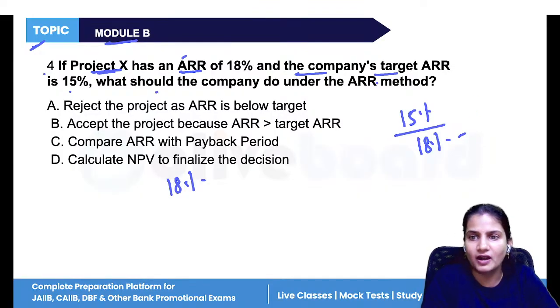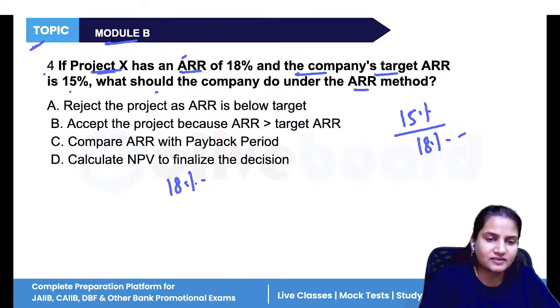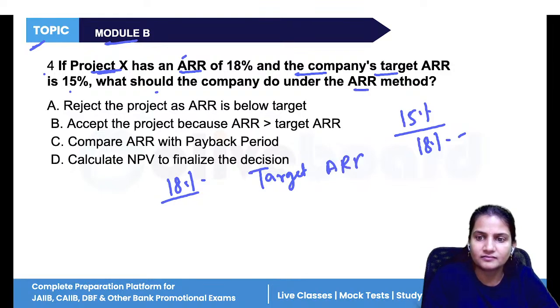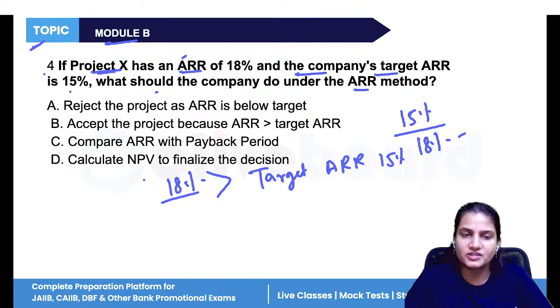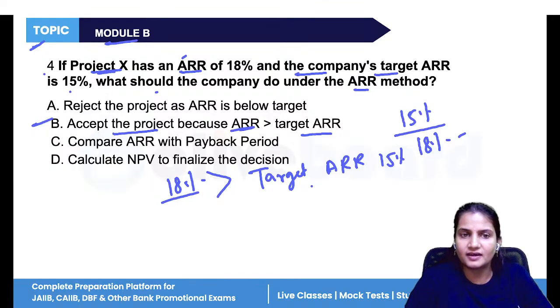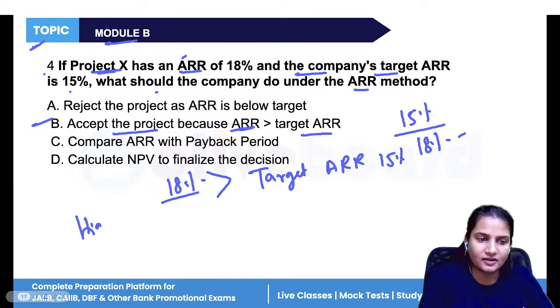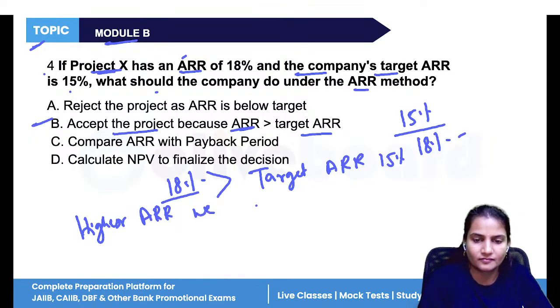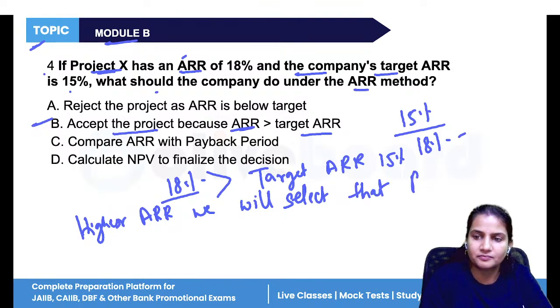Now, what should the company do under the ARR method? Project A has an ARR of 18% and the target ARR is 15%. So project A is giving you more returns. In this case, we will accept the project because ARR is greater than the target ARR. Now, what is the criterion of ARR? The higher the ARR, the more we will select that project.